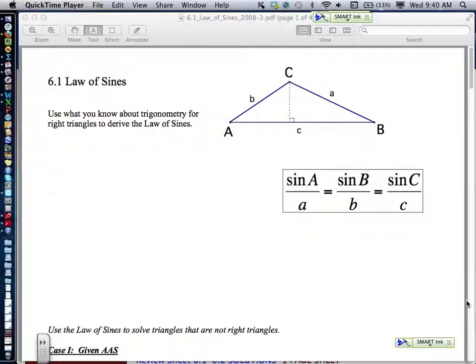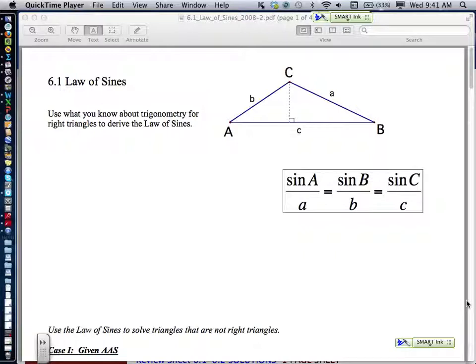All right, let's begin. We're all ready now. So today's lesson is called the law of sines, and this is one method we're going to use to help us solve triangles. And I want to show you where the law of sines comes from, so I didn't just pull it out of the hat.